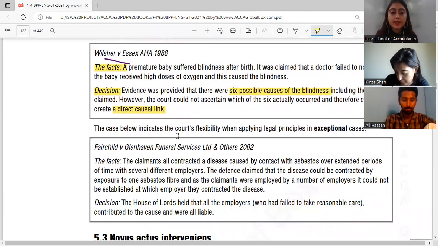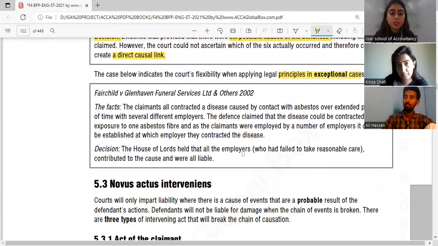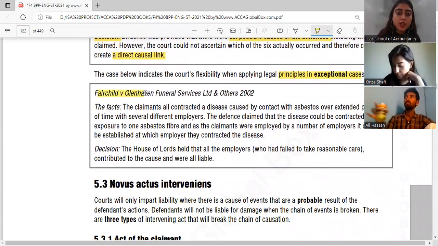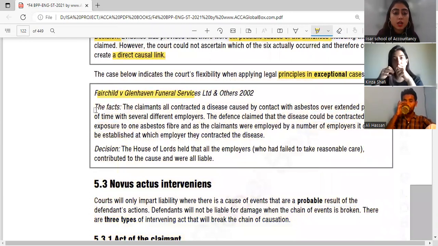The case below indicates the court's flexibility when applying legal principles in exceptional cases. Now, there's one exceptional case over here. Look at it: Fairchild versus Glen Haven Funeral Services Limited. What are the facts, Ali? And what's the decision?